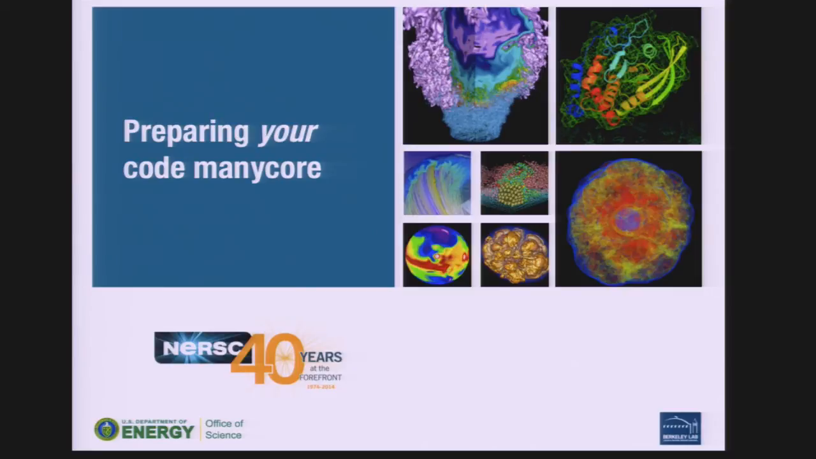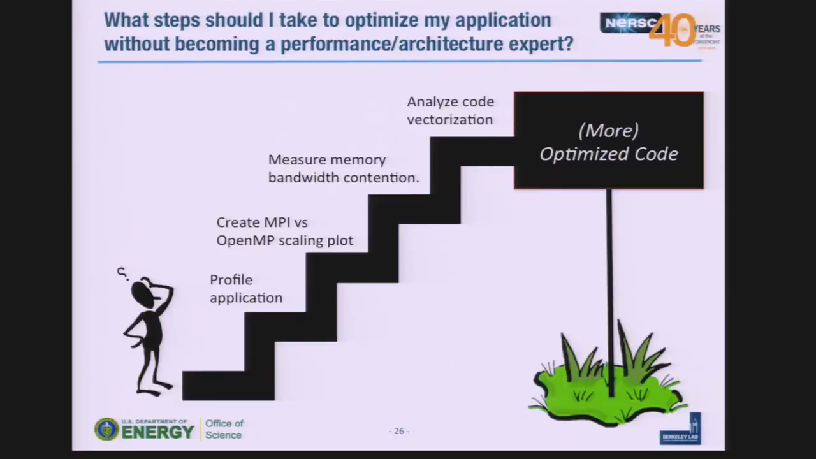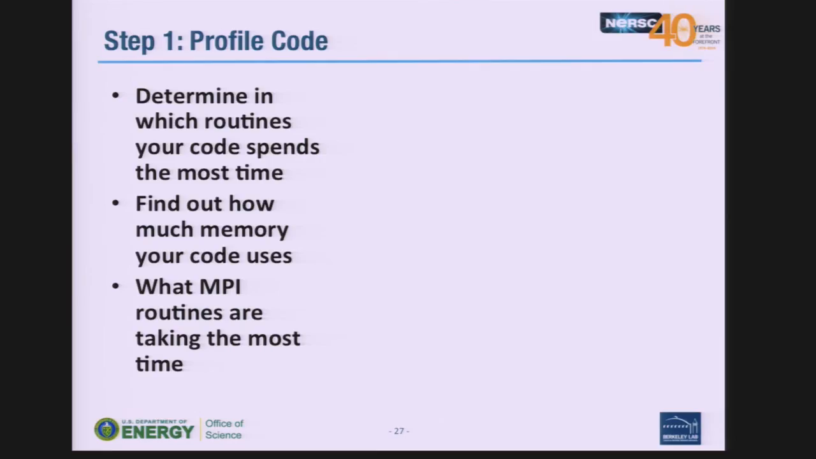Okay, so our job at NERSC is to help domain scientists get higher application performance. And we know not everyone is going to become a performance and architecture expert. So we've tried to put together a step-by-step plan on how you can improve your code without overwhelming you with doing another PhD in architecture and performance. Okay, so these are the stairs that you will have to climb to get better performance on one of these architectures. The first, I think it goes without saying, is that you need to profile your application.